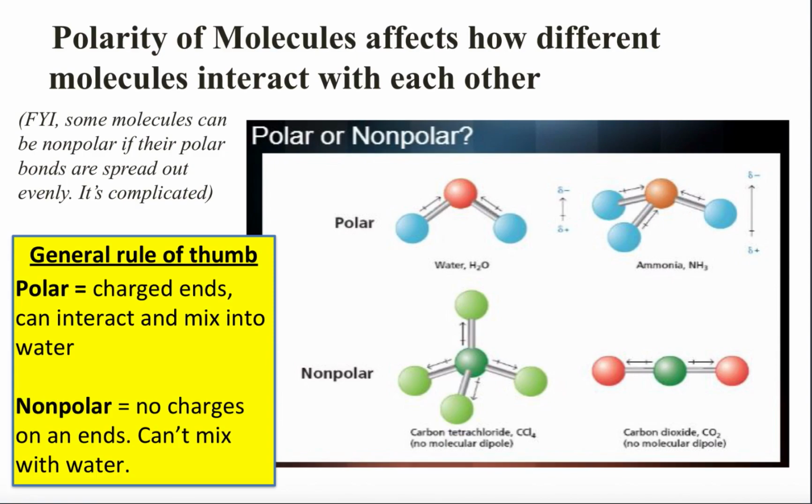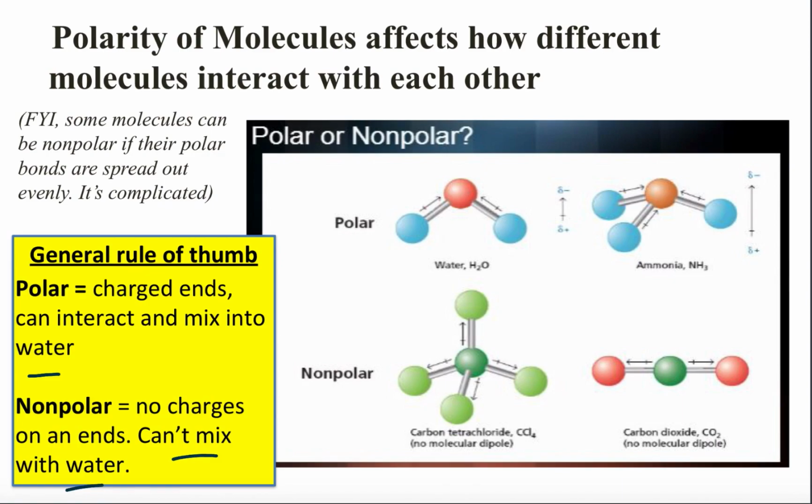So, a general rule of thumb, polarity of molecules is going to affect those interactions that occur between different molecules. And generally speaking, if you have a polar molecule, it's going to result in interactions that are charged, and they can mix with water, while nonpolar ones can't mix with water, and they're not going to hang out with other charged stuff because they don't have charged ends.